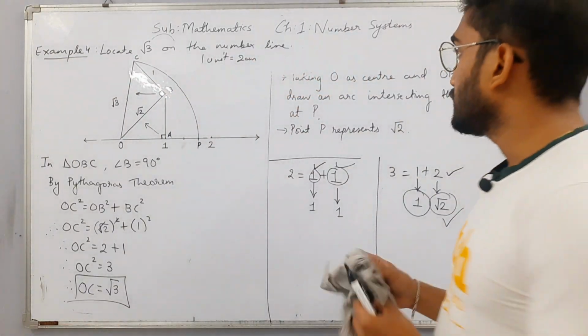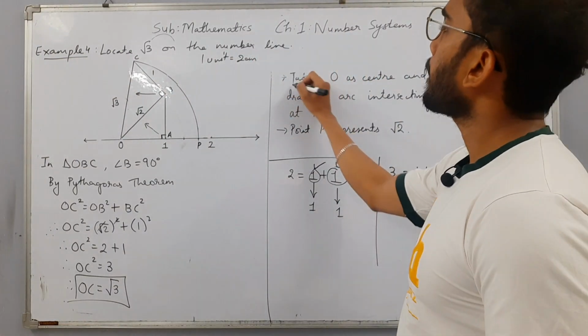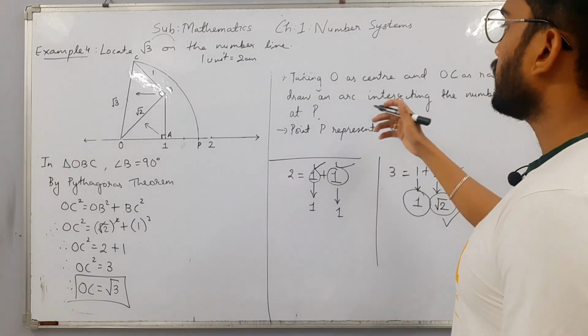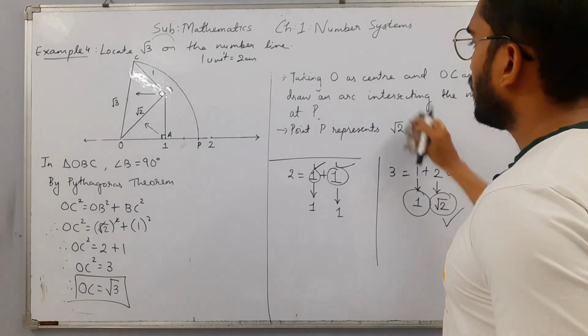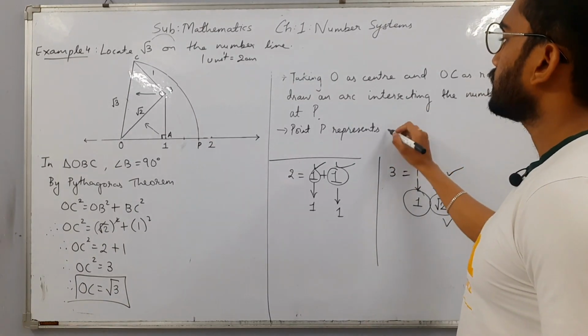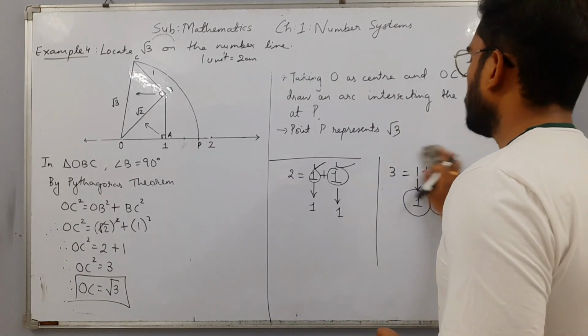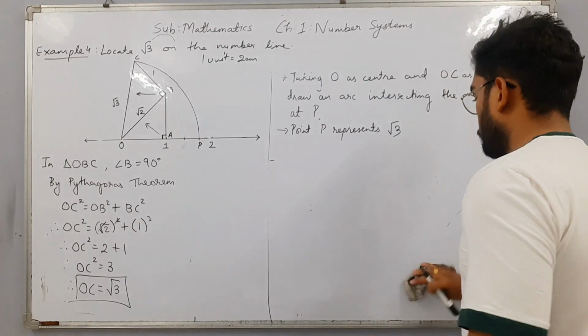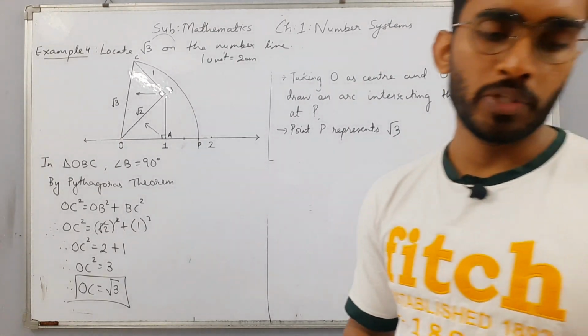So in the same way we will write that taking O as center and OC as radius, draw an arc intersecting the number line at P, and this point P represents root 3 on the number line. So this is how you have to show root 2 and root 3 on the number line.